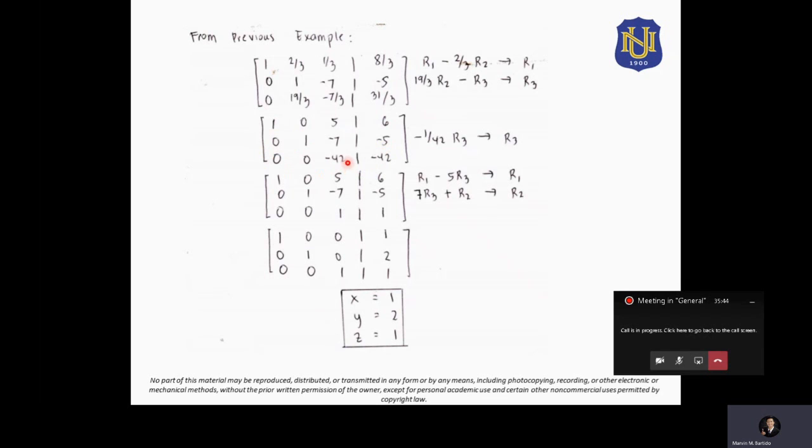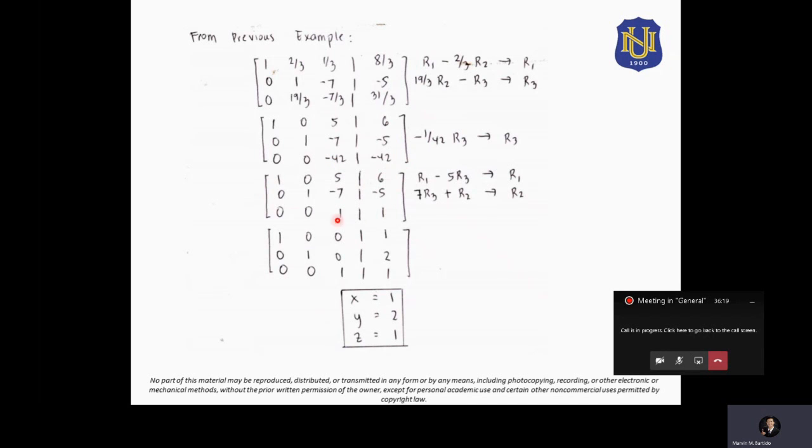So now, napag-zero na natin yung mga elements below the diagonal elements. Ang kailangan na lang natin, mapag-zero pa yung 5 at saka negative 7 at saka mapag-1 natin itong negative 42. So we have to normalize yung third row natin. Kailangan natin mapag-1 yung negative 42. So para mapag-1 natin yan, we have to multiply yung entire row 3 natin by negative 1 over 42. So, yun yung magiging new row 3 natin. So, negative 1 over 42 times negative 42, it will give you 1. And then negative 1 over 42 times negative 42, 1 din yan.